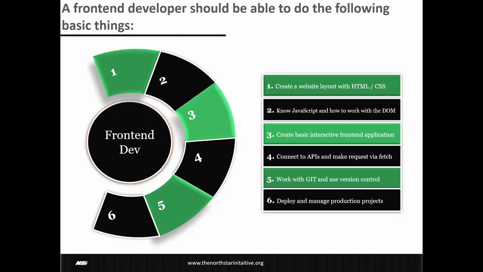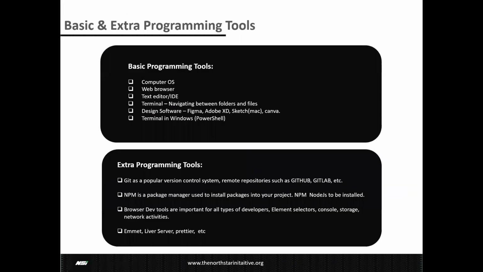Now, the fifth one, you're expected to know how to work with Git, which is the version control system to keep track of your code changes. You're expected to know how to deploy and manage production projects. Yeah, you don't just work on projects and keep them on your local machine. That's your computer. You need to put it out live so that when you have employers, you can give them a link to your projects. They will see from wherever they are. All right, so these are the basic things you're expected to know as a front-end web dev. All right, over to the next slide.